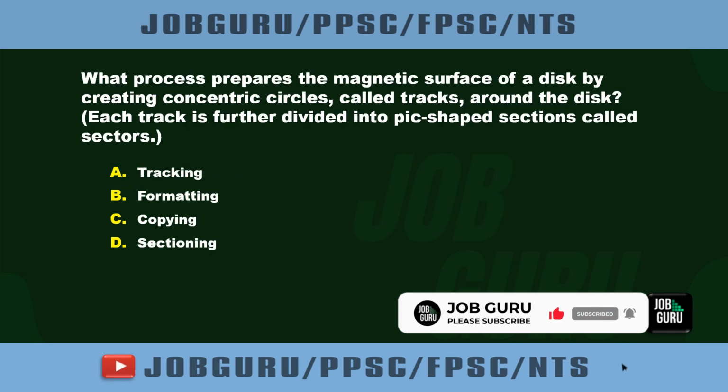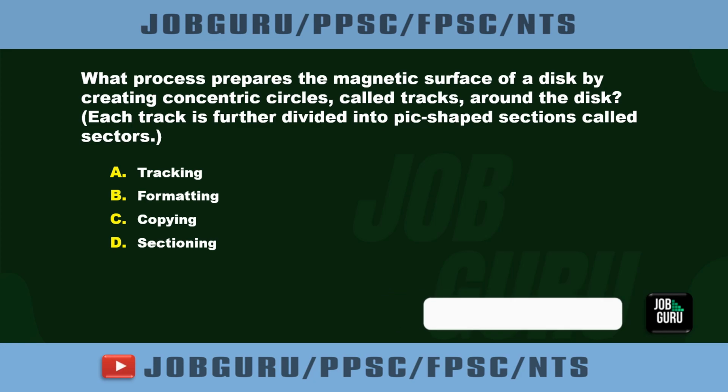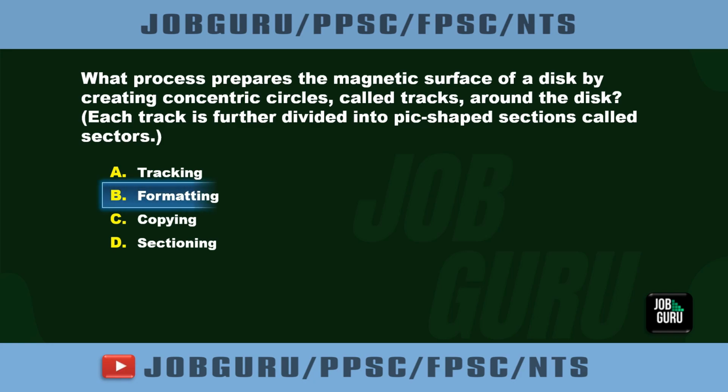What process prepares the magnetic surface of a disk by creating concentric circles, called tracks, around the disk? Each track is further divided into pie-shaped sections called sectors.